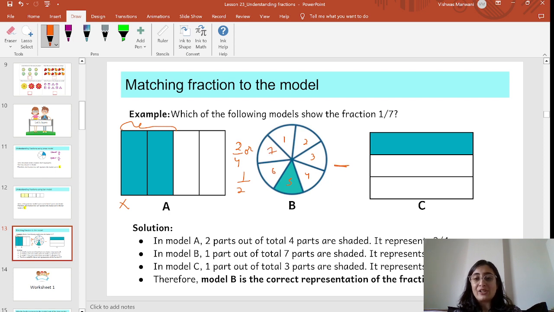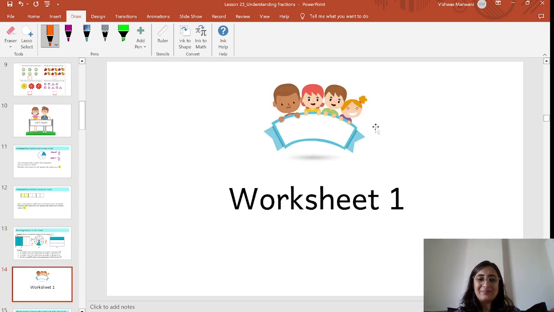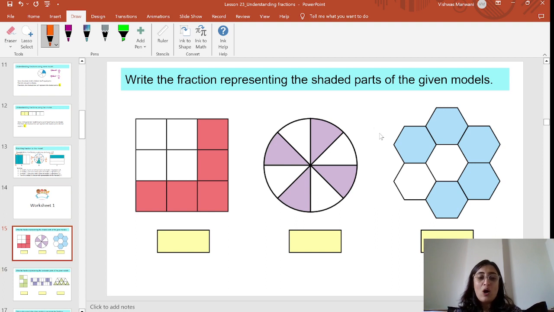So our denominator becomes 7. Now what is the number of shaded parts? One part is shaded, right? So we got our answer here, right? So the B model shows the fraction 1 by 7. Okay. Now we will solve similar questions in this worksheet.